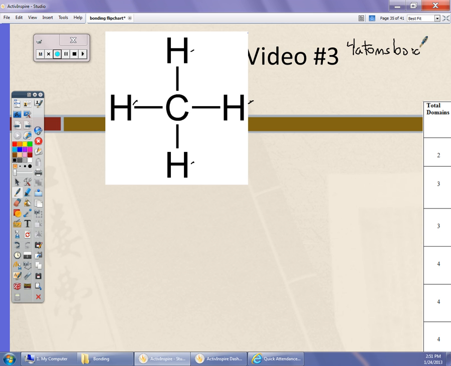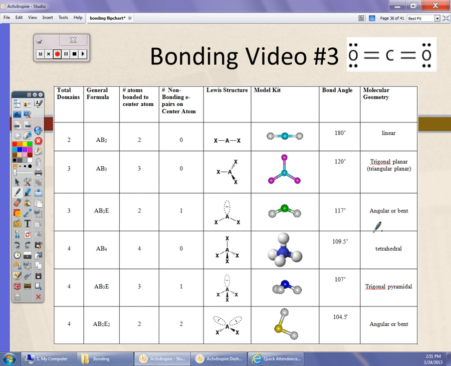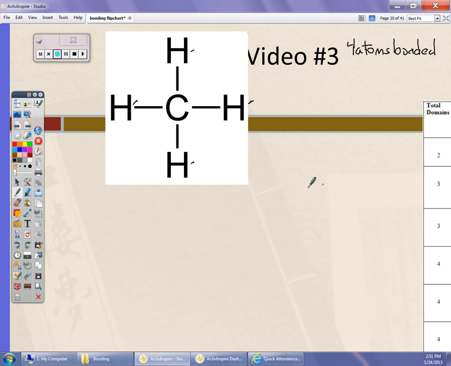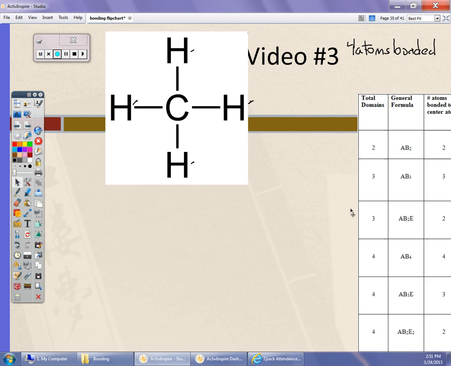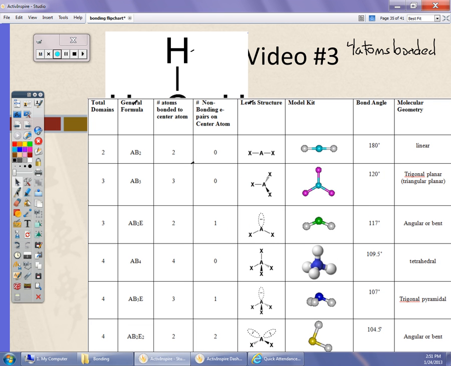Taking a look at our shape sheet, number of atoms bonded to the center. Go down. 4 is only here once. This molecular geometry or shape will be tetrahedral, and it'll have a 109.5-degree bond angle. It will look like this.